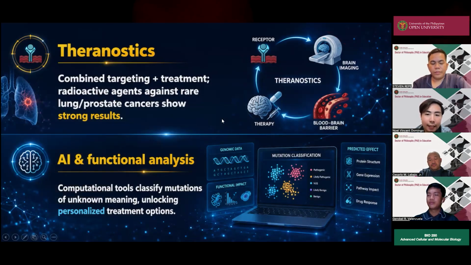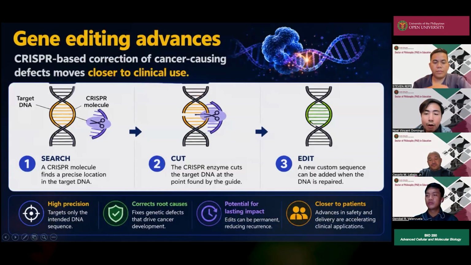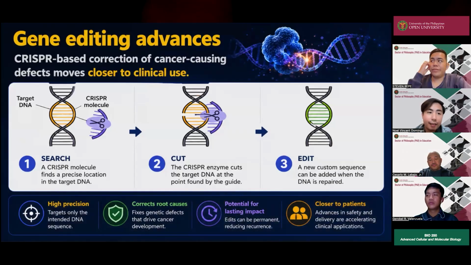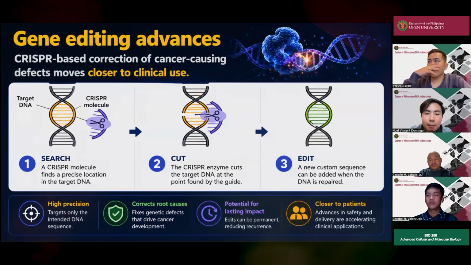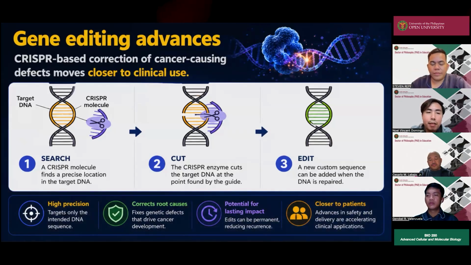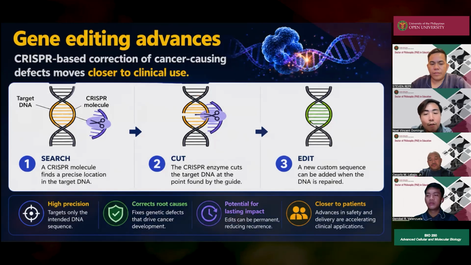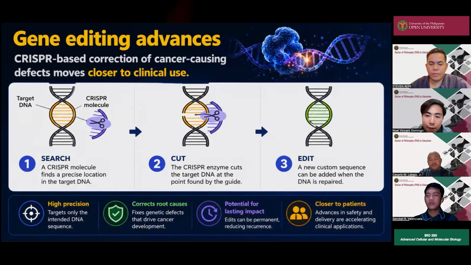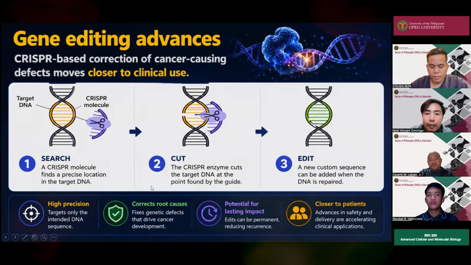Now, for the gene editing, especially the CRISPR-based technology, it offers a possible way to correct or modify cancer-causing genetic defects. This is promising, but it must be used carefully. If gene editing affects the wrong target, of course, it may create unwanted effects. So safety and ethical regulation are very important.